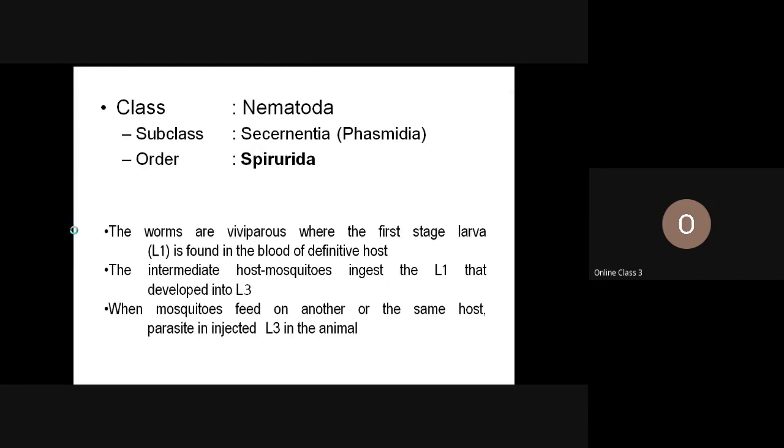Okay, the next one is Spirurida order. These Spirurida are unique. You might have heard, you might have seen also, especially those from North India and some parts of mainland India, elephantiasis. You might have seen it in a textbook, on television, or on the internet. This is one of the most important diseases of human beings in India.